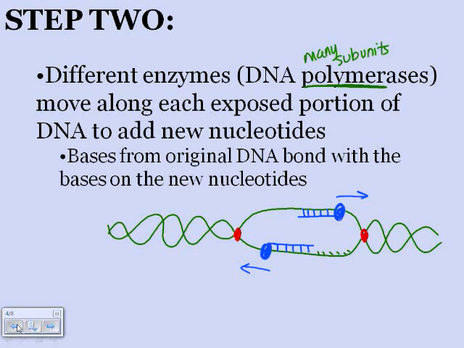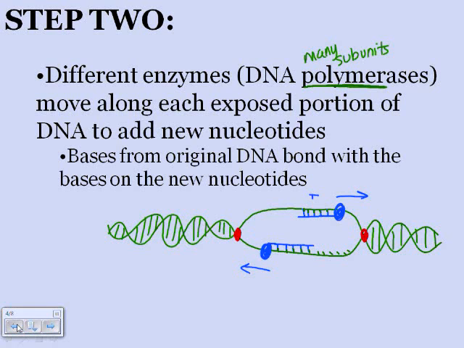We still have the other halves, right? Here's our DNA, all of our bases that are joined together by hydrogen bonds. We should know this stuff. So the helicase breaks those hydrogen bonds, and polymerase forms new hydrogen bonds with new nucleotides.